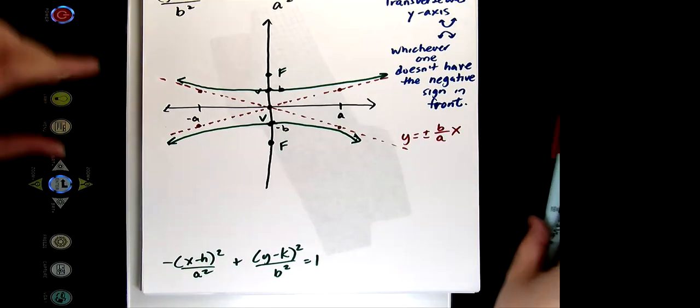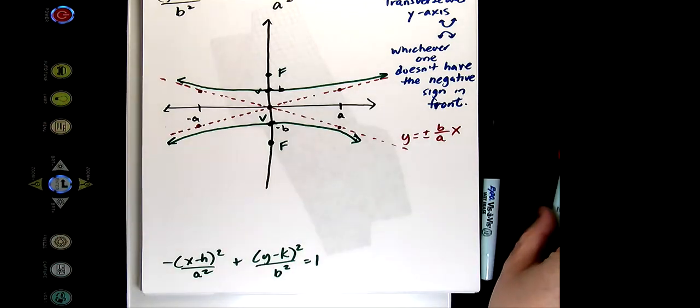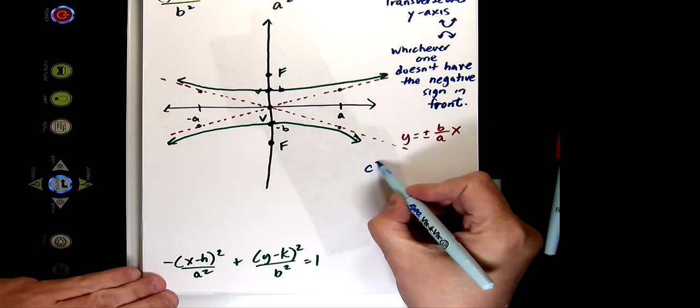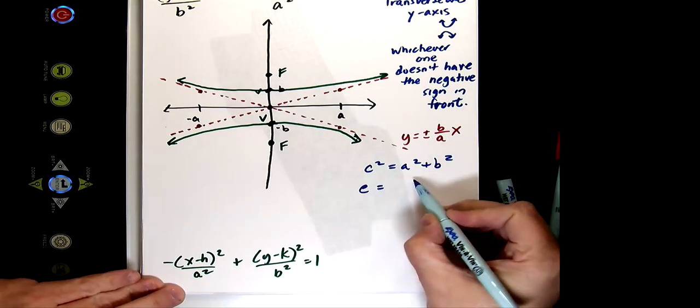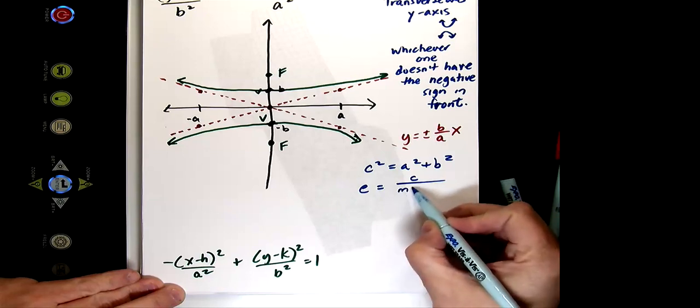So c squared is, I didn't write it down, but maybe I should. C squared is still for this one a squared plus b squared. And eccentricity is still c over the max of a and b.